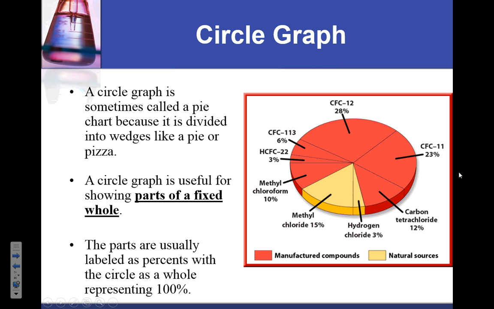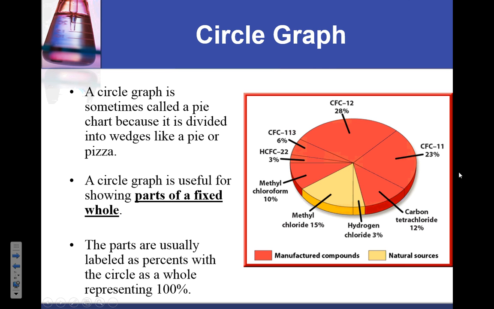Now, the first type of graph that we're going to discuss is called the circle graph. A circle graph or a pie chart, you can use either name, they're interchangeable, is basically a pie divided into wedges, like a pizza, and the actual size of each of those pieces shows a part to whole relationship.